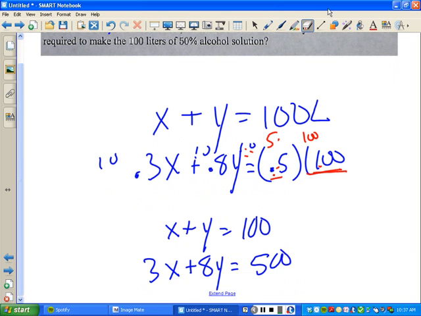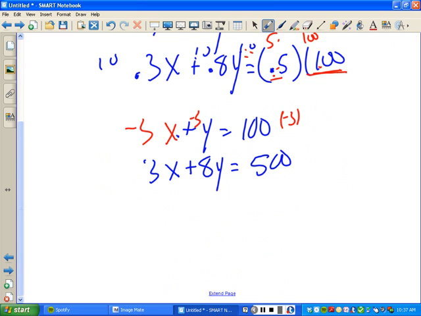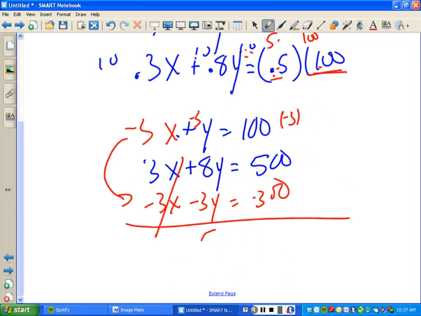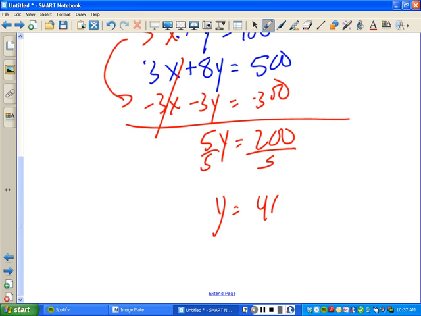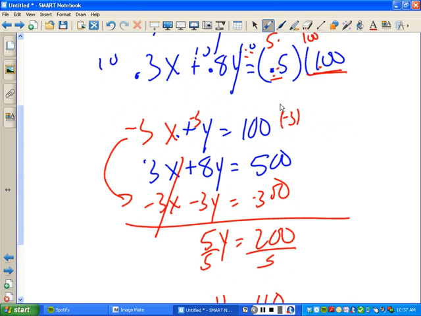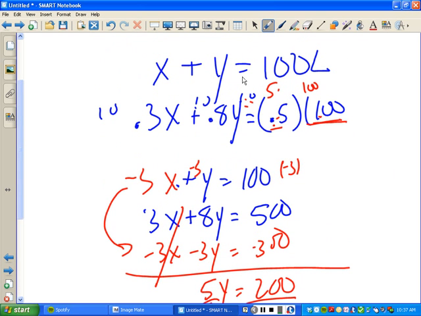All right, multiplying by -3, you'll clear the x's. So you'll have -3x minus 3y equals -300. Okay. Adding straight down, these cancel by design. 5y equals 200. Divide by 5, divide by 5. y is equal to 40. So then you would plug it back into the 3x plus 8y. You could plug it in there, or quite possibly it might be easier if you plug it in right there. x plus y equals 100. If 40 liters are one thing, then the other one must be 60.